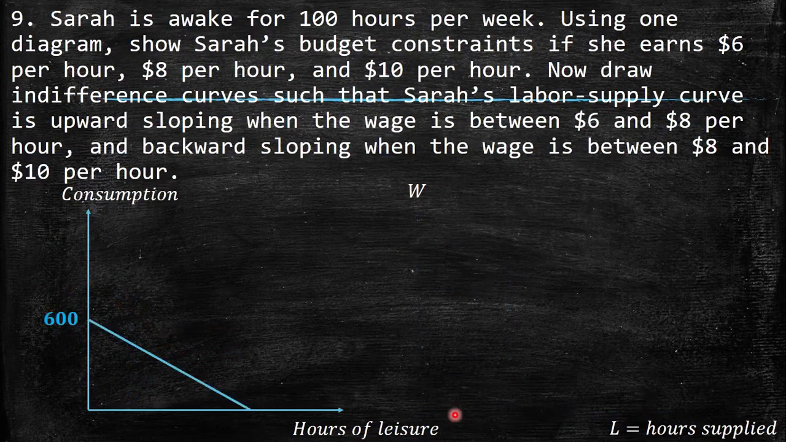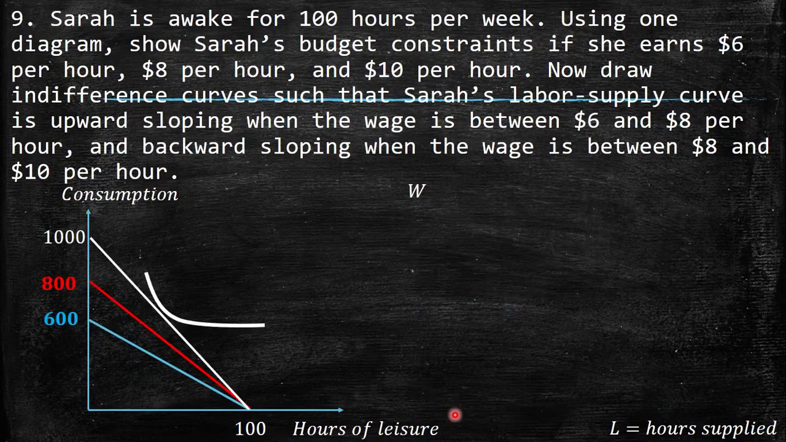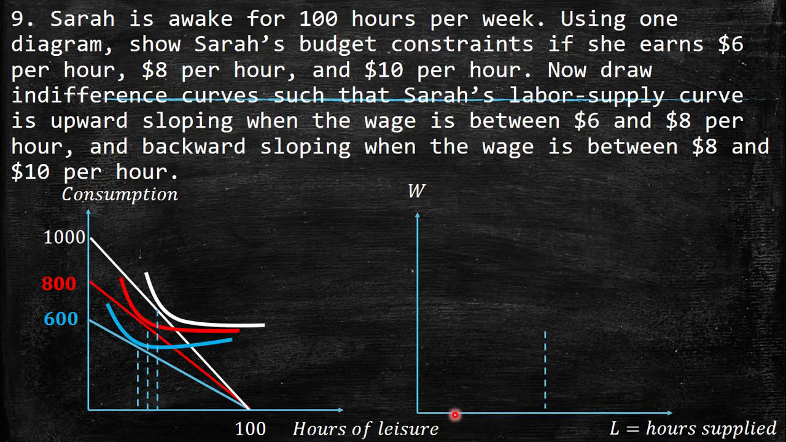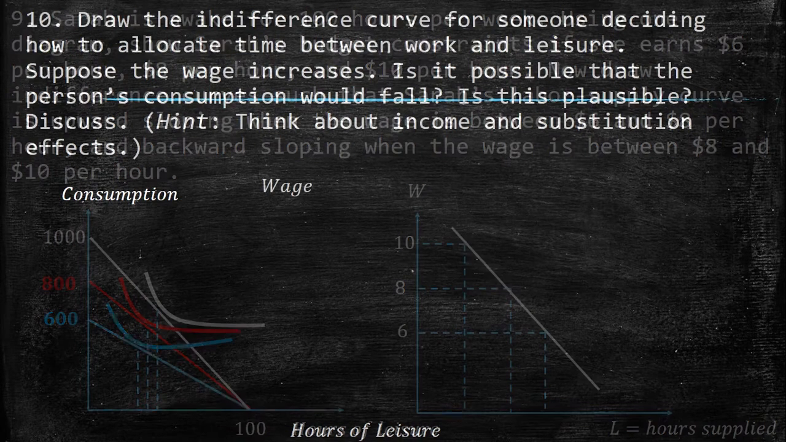Then the other situation is when we have this one, but on the other side, instead of working more, you start to work less. Then you have more leisure time. So for the price of 6, you have this hour supply. Then for 8, less than at 6, and for 10, less than at 8. Then this is the other situation.